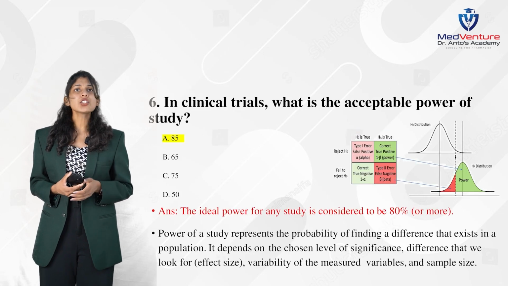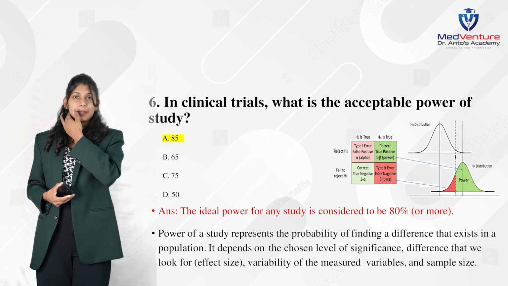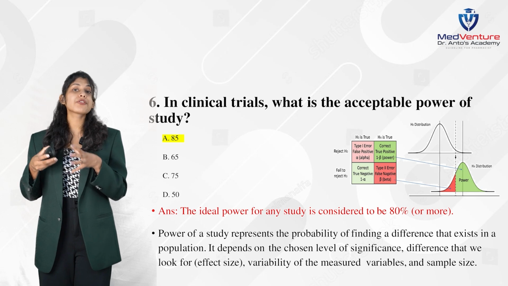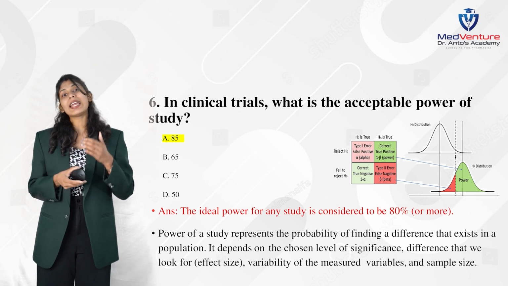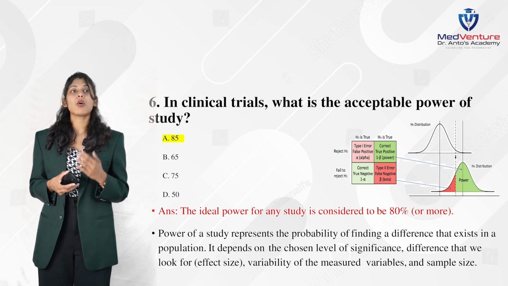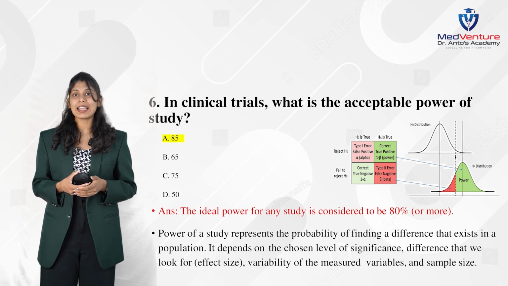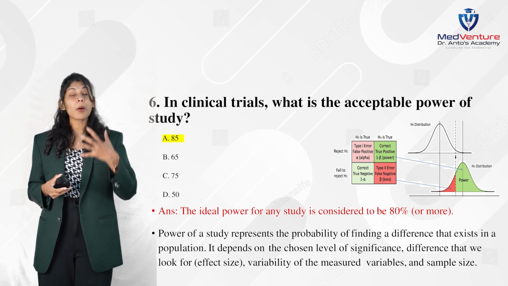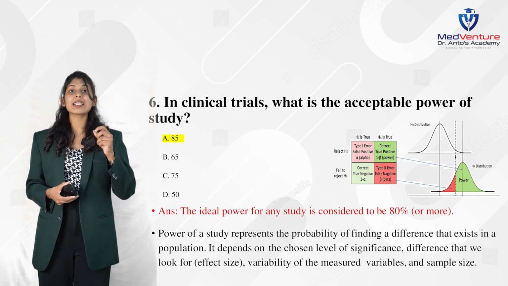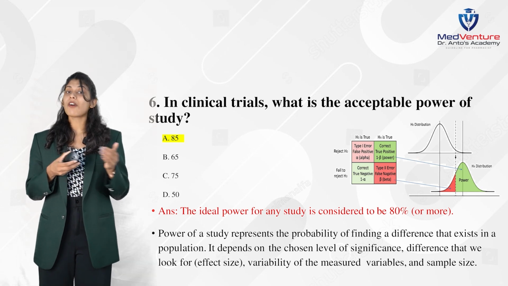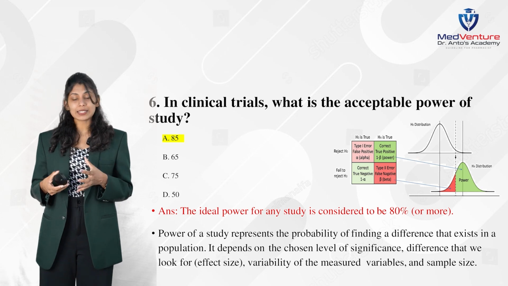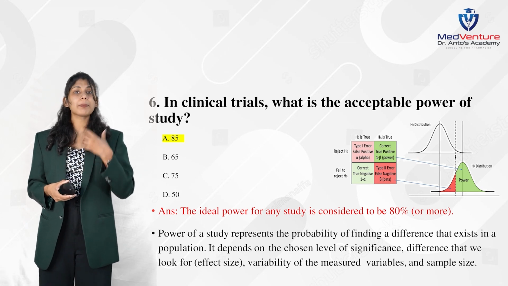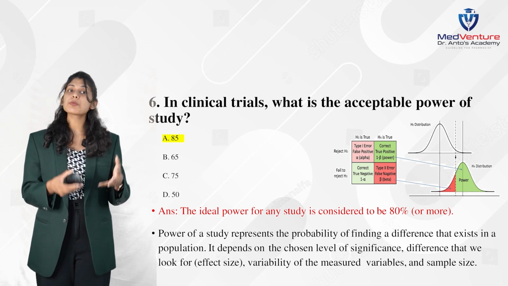Moving on, in clinical trials, what is the acceptable power of study? Whenever you do clinical trials, there's a term called power of study. The ideal power of any study is considered to be 80% and above. So in our options, option A is 85, so that's the right answer. Power of study is nothing but the probability of finding a difference that exists in a population. Whenever you do a study, there will be a population and there will be a difference existing. The probability of finding that difference is termed as power of study.